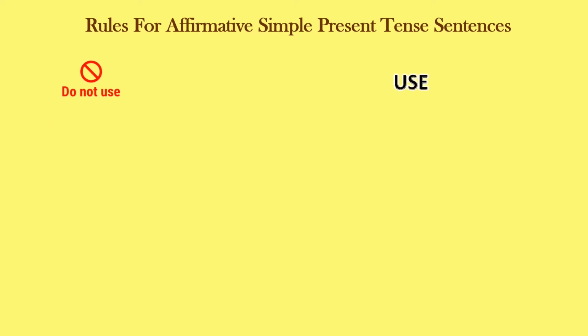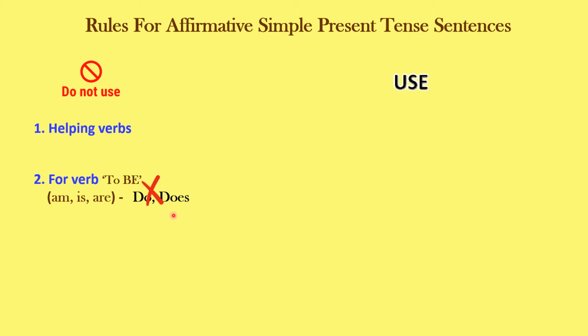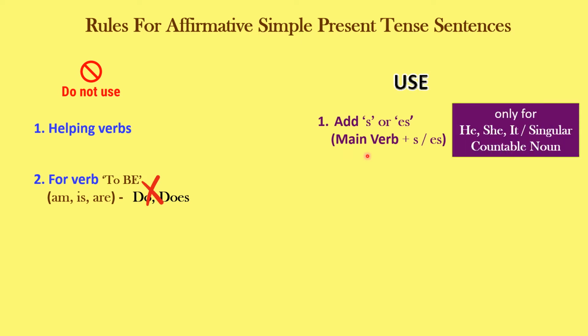Now there are a few rules we need to follow. Rules for an affirmative sentence. You are not supposed to use a helping verb. And when you are using am, is or are in your affirmative sentence, do not use do or does. Instead, you have to add s or es to the main verb.